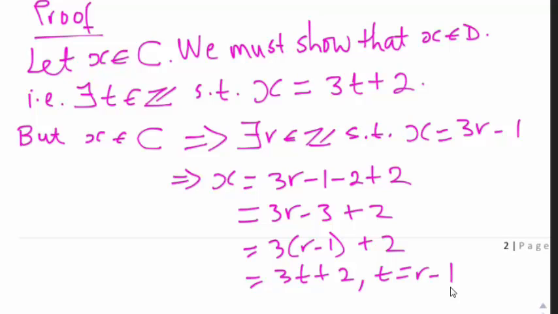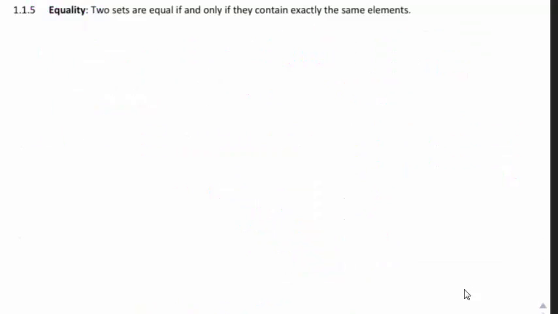By properties of integers, remember I said you use definition, you use axioms, you use properties, the difference or the sum of two integers is an integer. So if R is an integer, 1 is an integer, then R minus 1 is an integer. Now the proof is complete. I can then conclude that C is a subset of D. Done. Equality of sets: two sets are said to be equal if and only if they contain exactly the same elements.